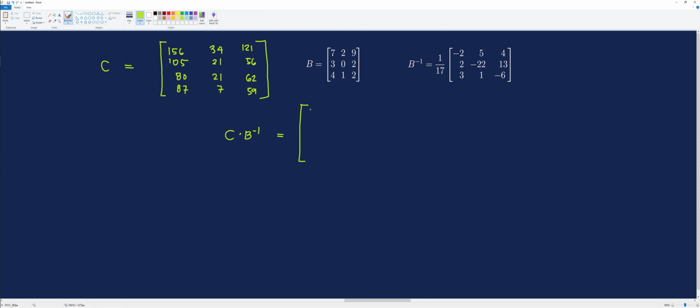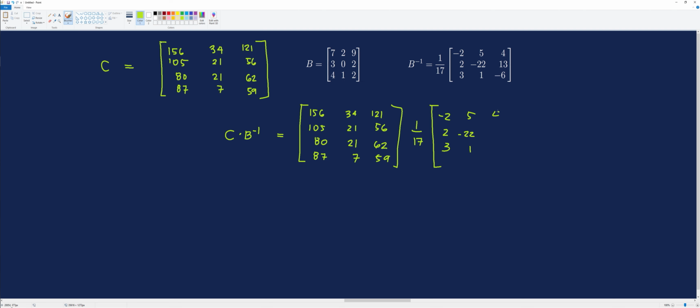We have the matrix C: 156, 34, 121, 105, 21, 56, 80, 21, 62, 87, 759, times 1 over 17, times the matrix negative 2, 2, 3, 5, negative 22, 1, 4, 13, and negative 6.